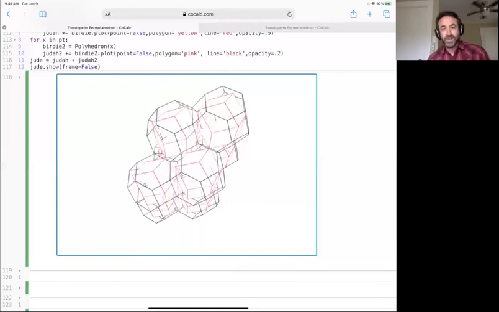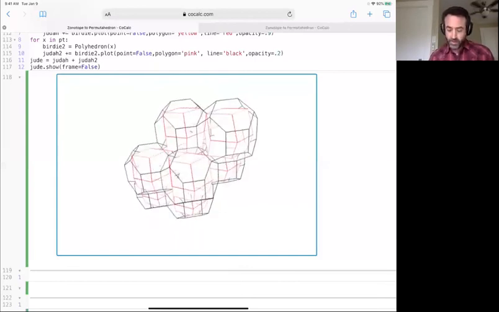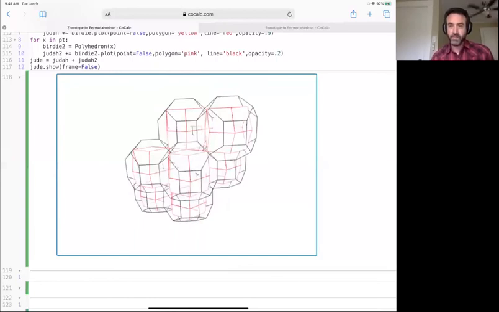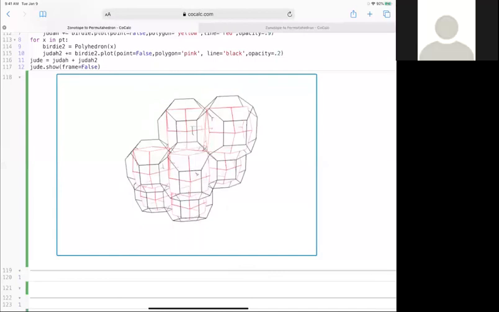So these structures exist naturally in this setting. I think I'll stop there and I'm right at time, I think. Questions?